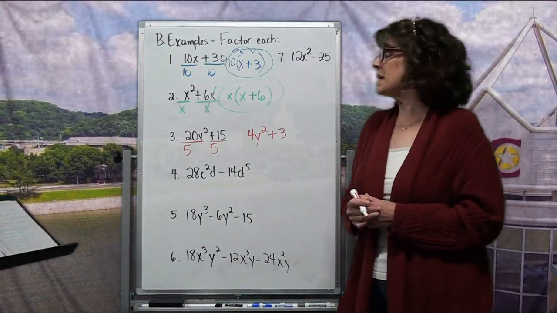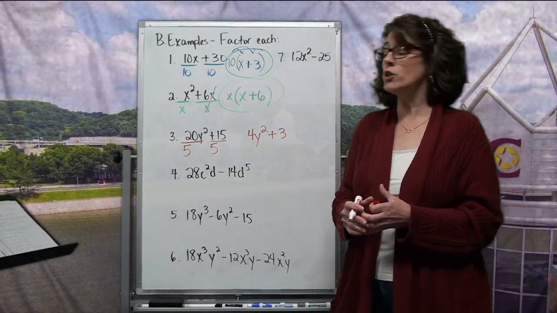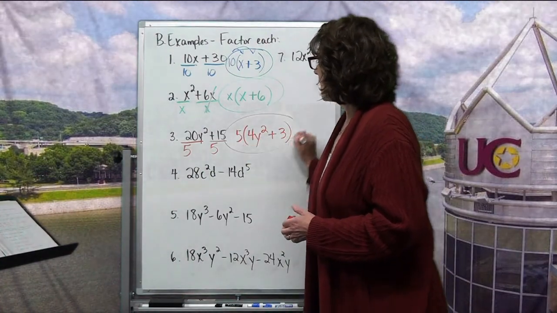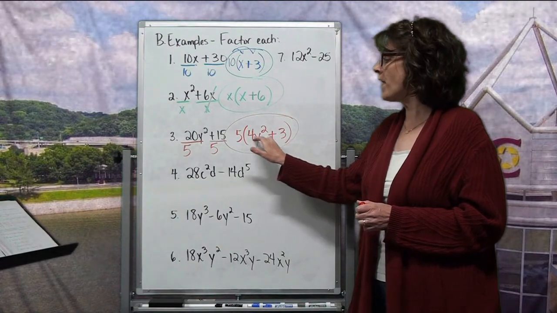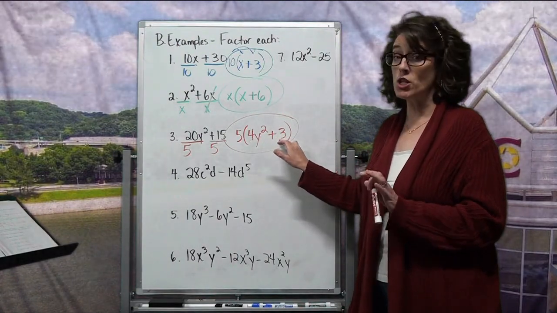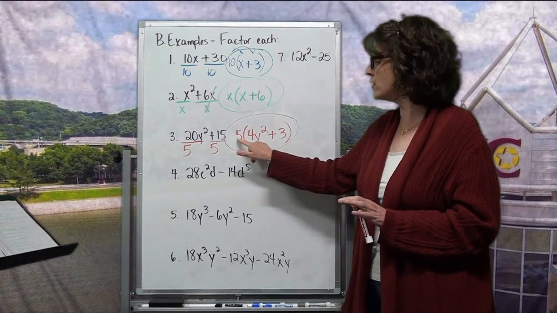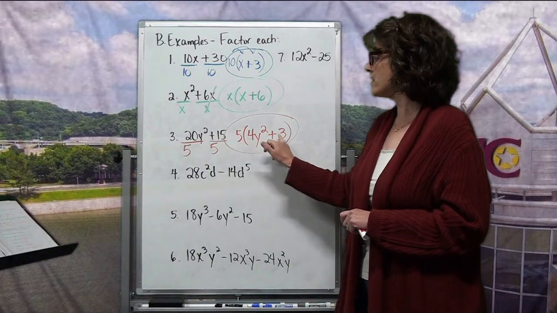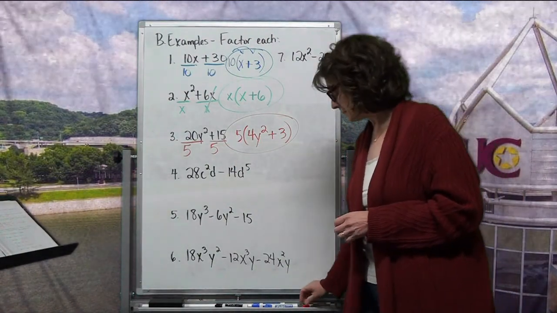And once again, because I do not want to change the value of my expression, only what it looks like, what I divided out, I'm going to let it sit out front outside of that parentheses. And that is the largest factor that I can divide out of these terms. There's nothing more that I can divide out, and I can check and make sure it's right. 5 distributed through, 5 times 4y squared is 20y squared. 5 times 3 is 15. I can get back to the beginning so I know that it's correct.